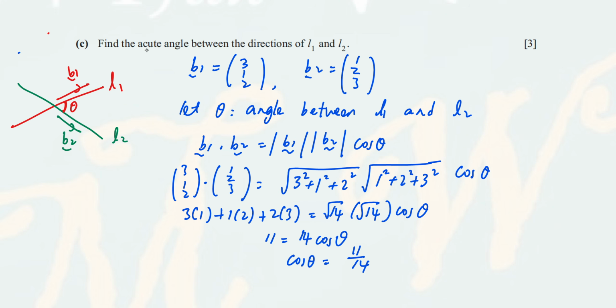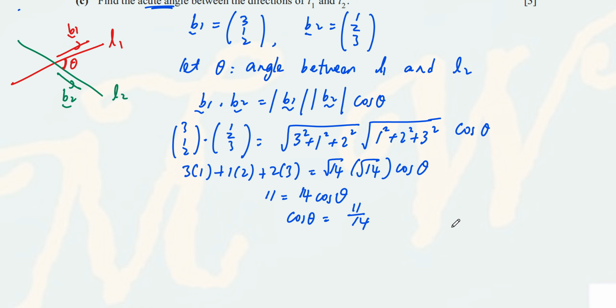And now the question says acute angle. So we know that acute angle is between 0 and 90 degrees. So for the cos, it must be positive. That means our calculation is correct. Then now your theta is basically just inverse cos of 11 over 14. And you will be getting 38.2 degrees. So I leave my answer in terms of degrees. So if it is in terms of degrees, it must be 1 decimal place.